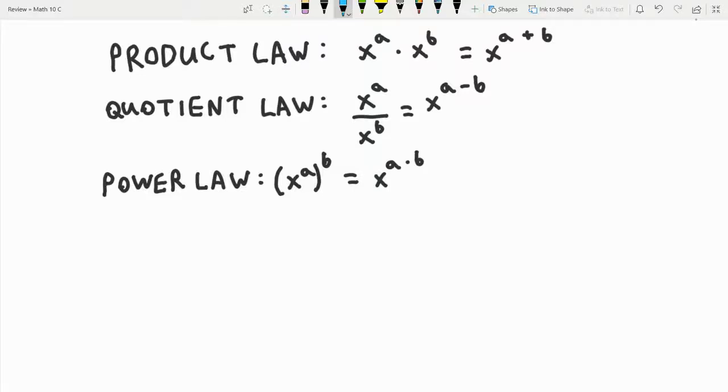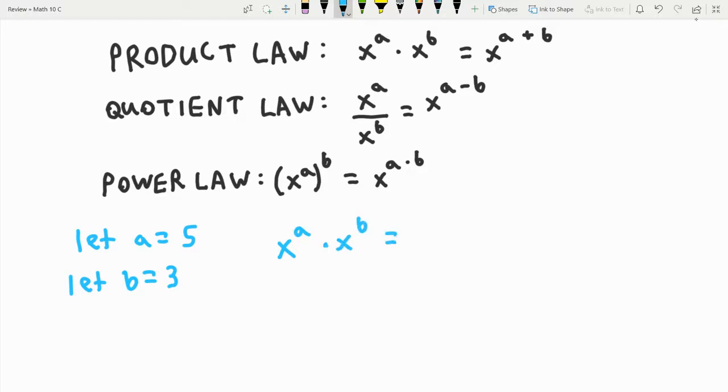For those who missed yesterday's lecture or want a brief review or refresher, I'm just going to go over the product law, the quotient law, and the power law that we talked about last time. In this case, I'm going to let A equal 5 and let B equal 3 for the context of my problem. So for the product law, you have x to the power of A times x to the power of B.